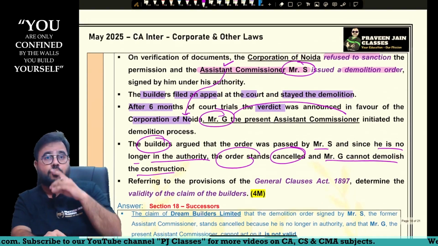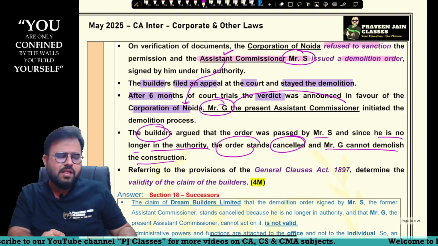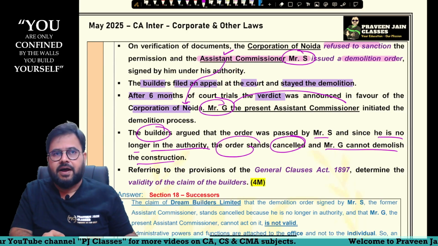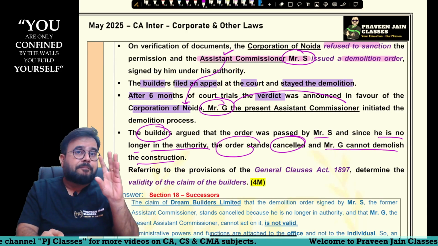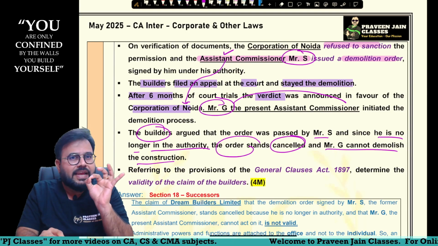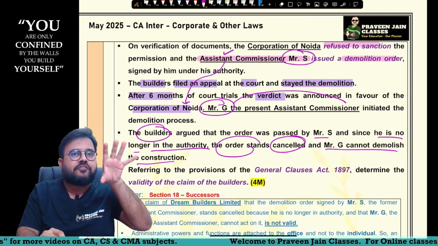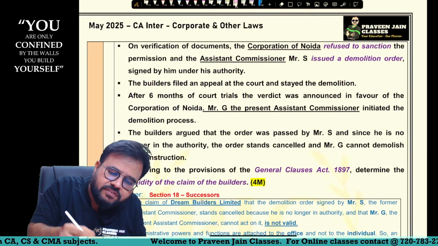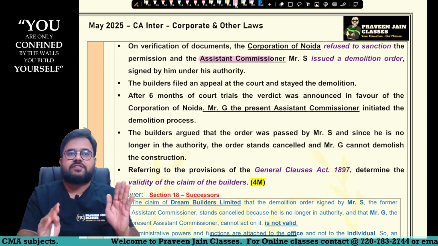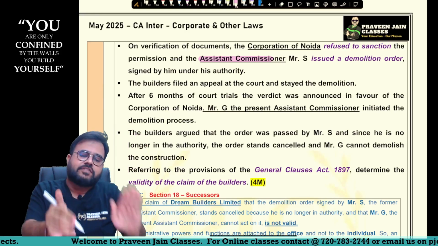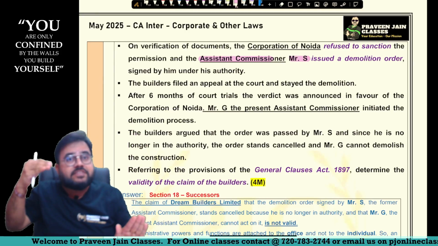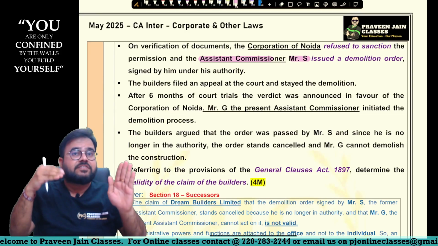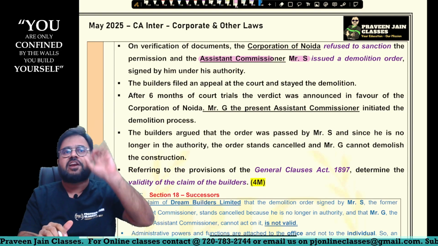Now here you have to understand one point, sir. Whenever any orders are passed, do you think when a person is passing the order, individual powers are given? That office is having that power. Now remember, assistant commissioner is one office. Mr. S was there in that office. Persons may keep on changing, but the office will remain constant.